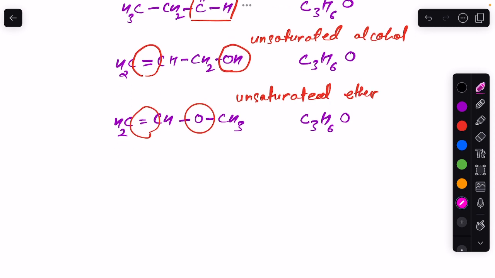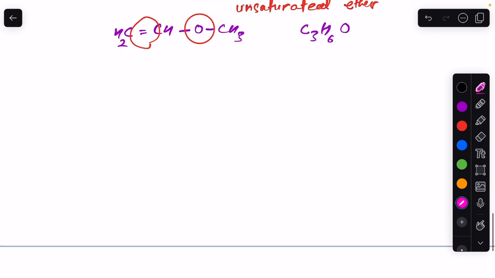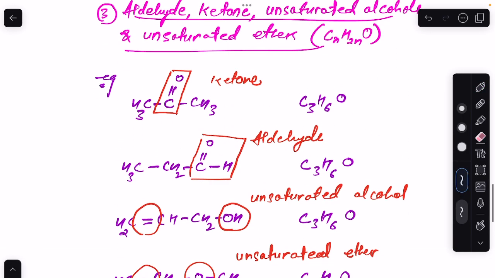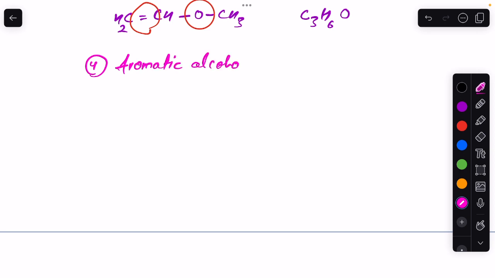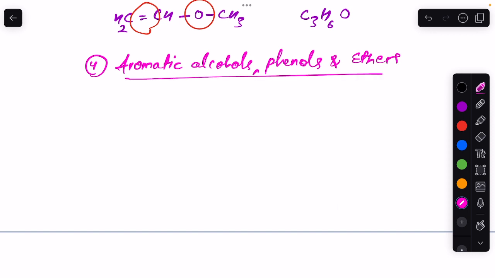Let's have a look at the next example, which I think is example number 4. Aromatic alcohols, then phenols and ethers. These are also functional isomers of one another.